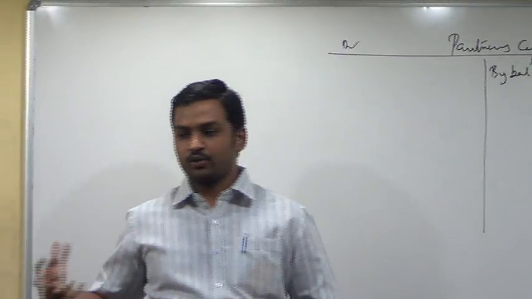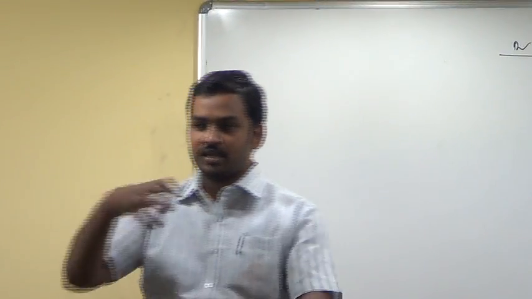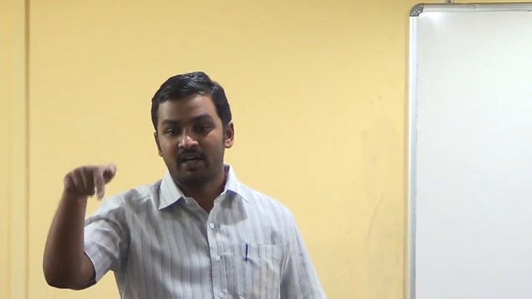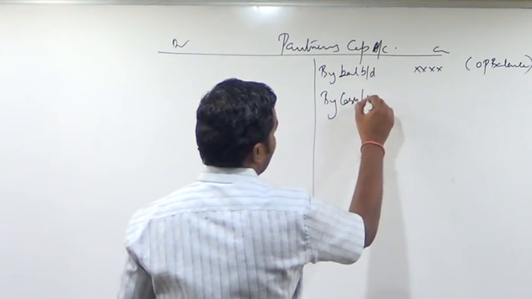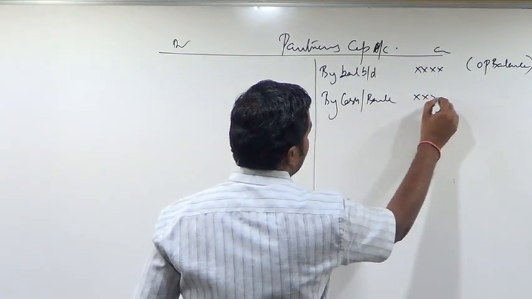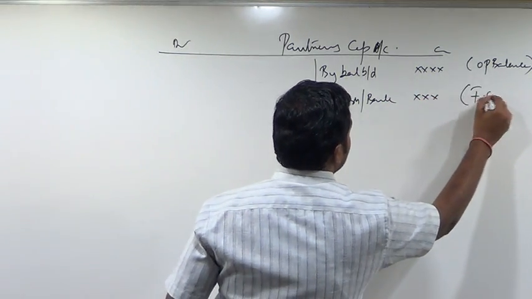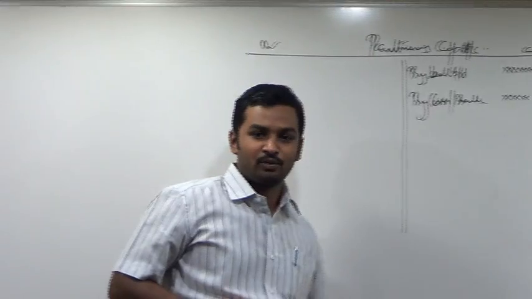The partner introduces further capital into the business. What is the entry you pass when the partner introduces further capital into the business? Cash or bank account debtor to partner's capital account. Yes? So right here, by cash or bank. FC means not football club. Further capital.